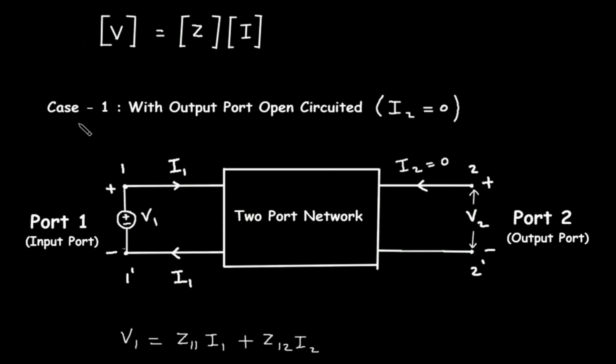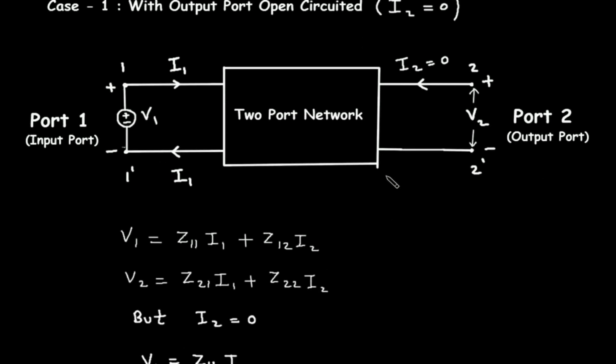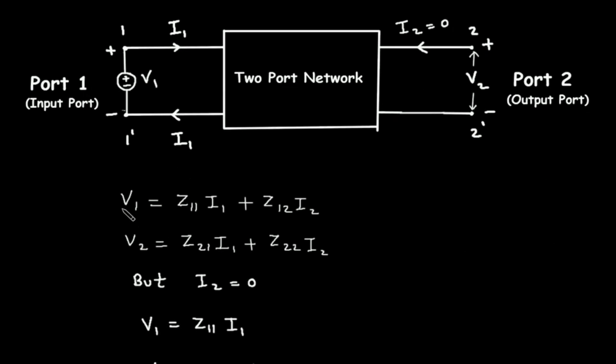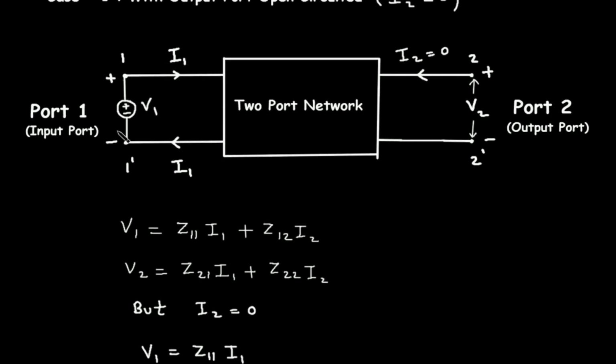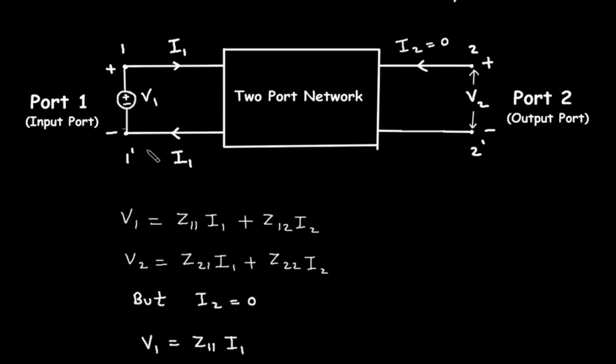Now there will be two conditions or two cases. In case 1, we will consider the output port as open circuited, and in case 2, we will consider the input port as open circuited. So case 1 with output port open circuited. Now when the output port is open circuited, I2 will be equal to 0. Also, we are considering only this V1.